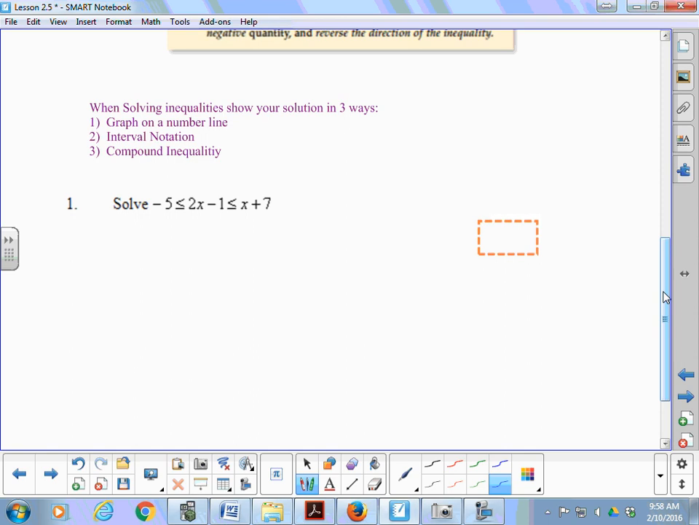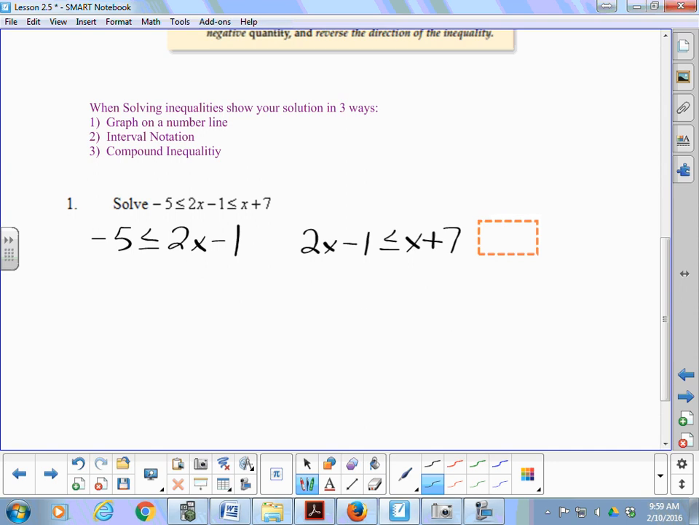We have to do 2 of them. It's written in the middle, so I have to pull it apart and do two separate inequalities. So we're going to do negative 5 is less than or equal to 2x minus 1, and we're going to do 2x minus 1 is less than or equal to x plus 7. So it's just the 2x minus 1 goes with both parts. You solve the inequalities.